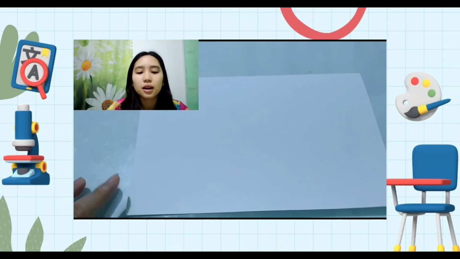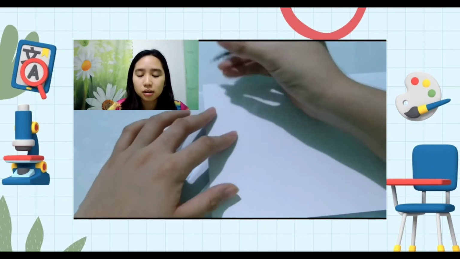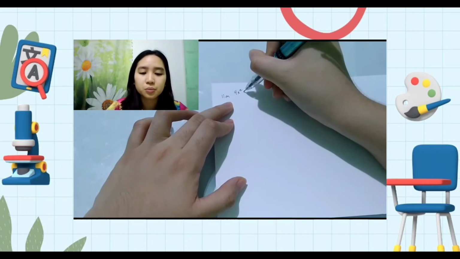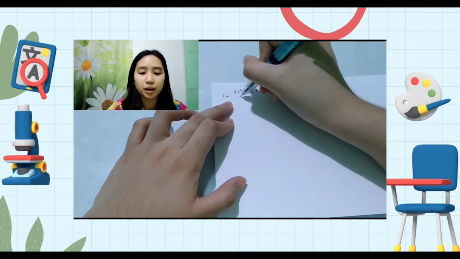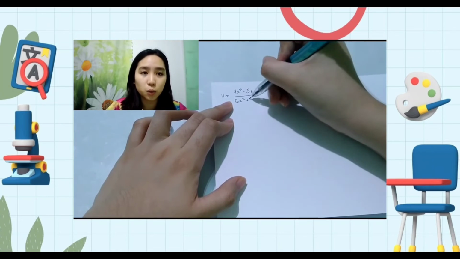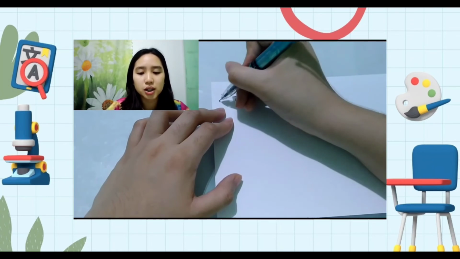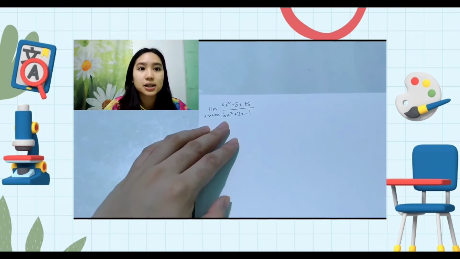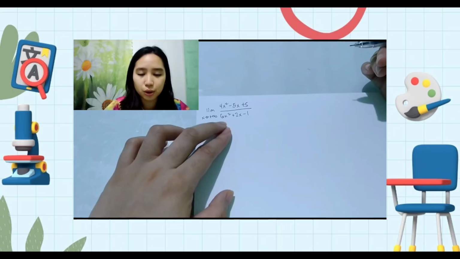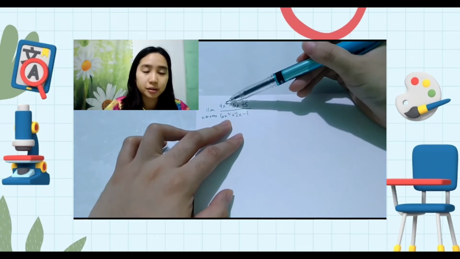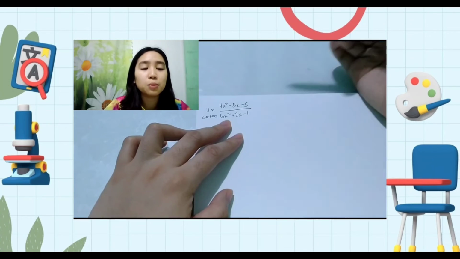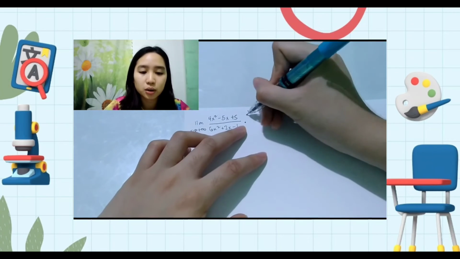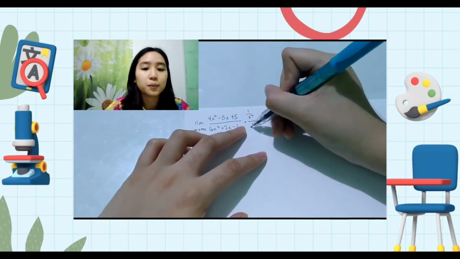Magbibigay ako ng another example ng limits at infinity. So ang example ko is the limit of 4x squared minus 5x plus 5 over 6x squared plus 2x minus 1 as x approaches positive infinity. So ang unang gagawin natin is hahanapin natin yung pinakamataas na exponent, which is yung x squared. So i-multiply natin siya sa 1 over x squared all over 1 over x squared.